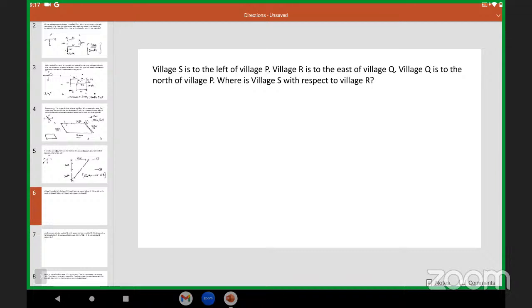Next question. You can take 2 minutes to solve this. Similar strategy: go line by line and break it down, so it will be easy for you to correlate all the directions.